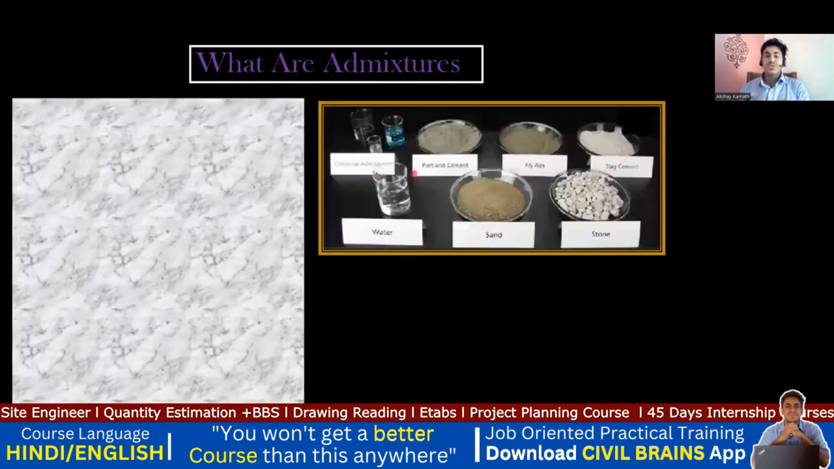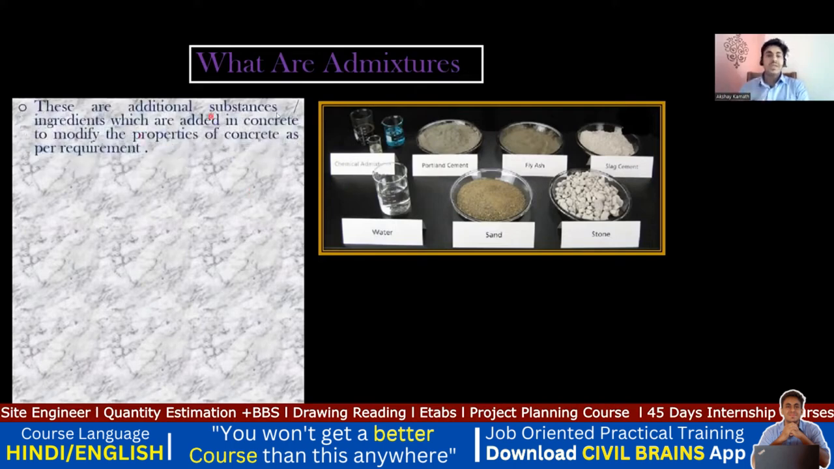Okay, so you can see it here, right? Whenever we prepare concrete, we use cement, coarse aggregate, fine aggregate, and water. This is a normal practice what we do. Admixtures are those things which we add in the concrete to modify the properties of a concrete. If somebody asks you what is admixture, one line definition will be: to modify the properties of the concrete, we make use of admixtures. Got it? Very simple answer.